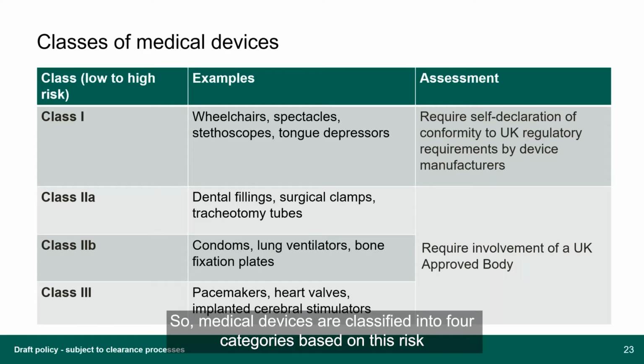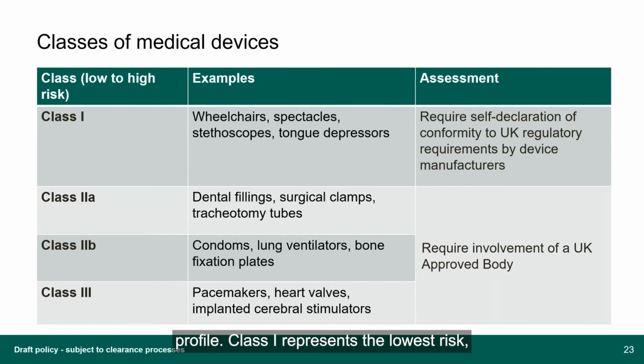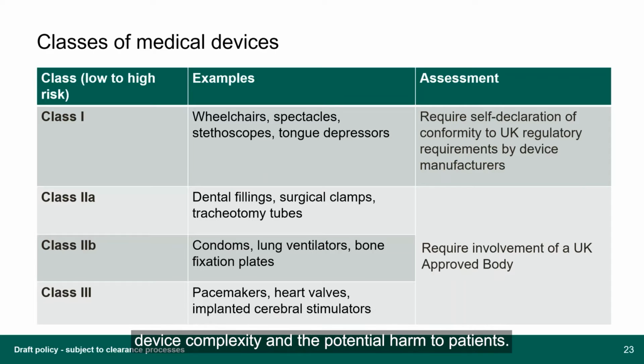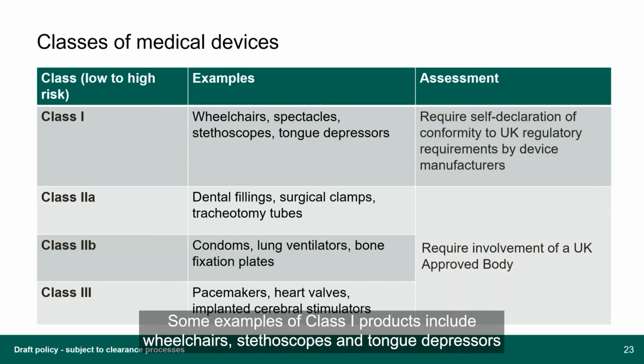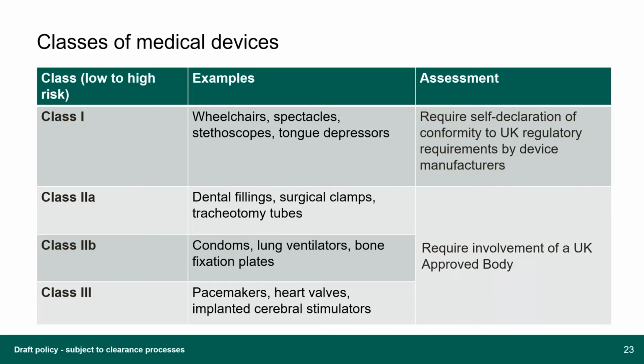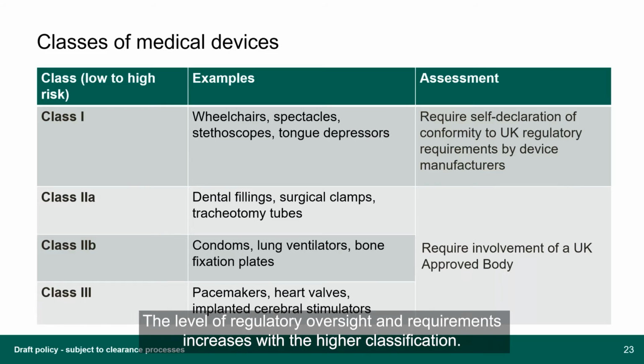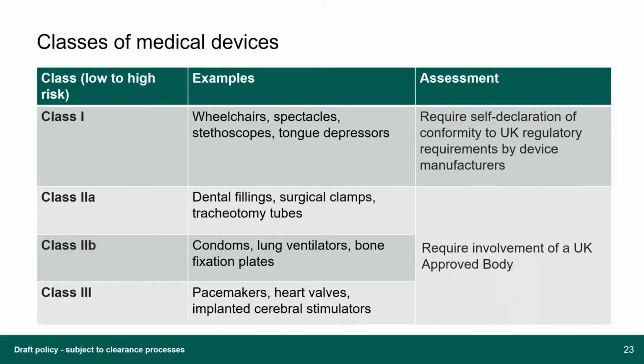So medical devices are classified into 4 categories based on this risk profile. Class 1 represents the lowest risk, while Class 3 represents the highest risk. The classification system aims to control risk and ensure safety based on device complexity and the potential harm to patients. Some examples of Class 1 products include wheelchairs, stethoscopes, and tongue depressors, while for Class 3, you're looking at devices such as cardiac pacemakers and breast implants. The level of regulatory oversight and requirements increases with the higher classification.